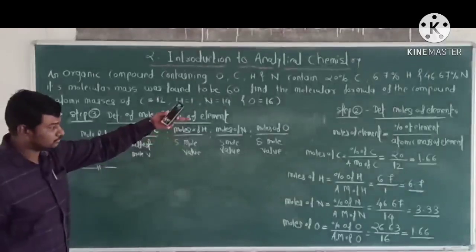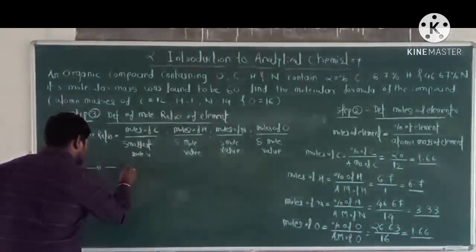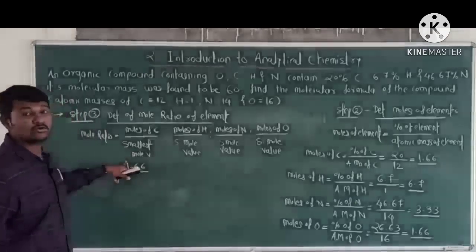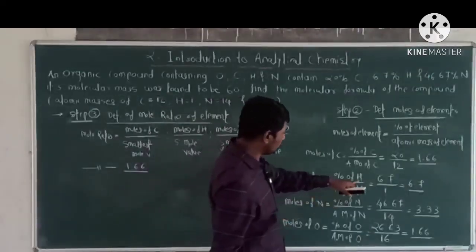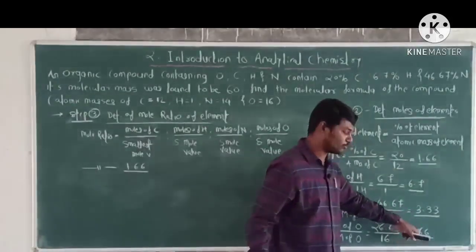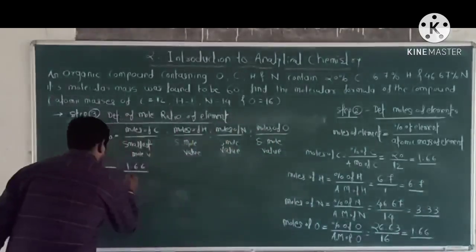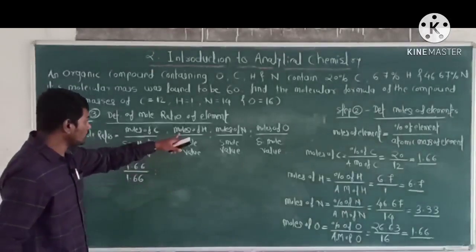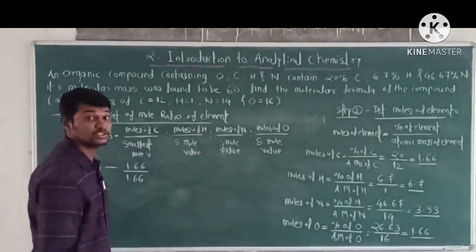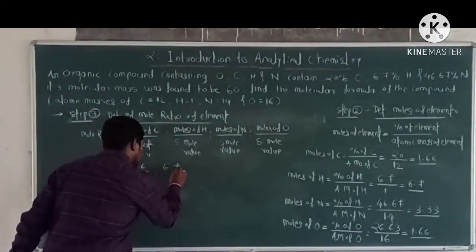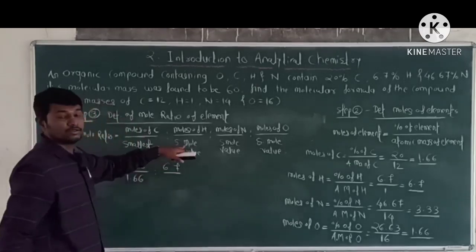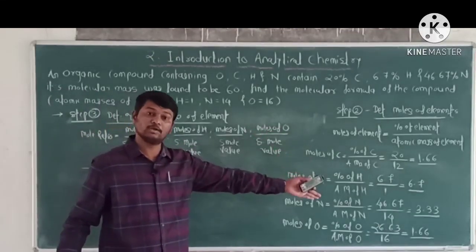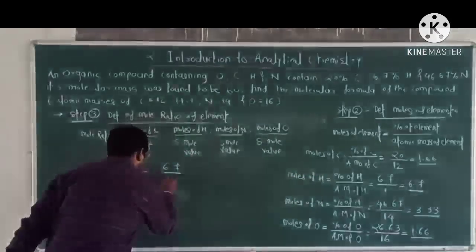Moles of carbon, 1.66, divided by the smallest mole value is 1.66. Moles of hydrogen, 6.7, divided by the smallest mole value. The smallest mole value is 1.66.